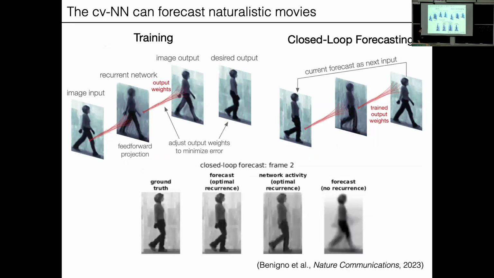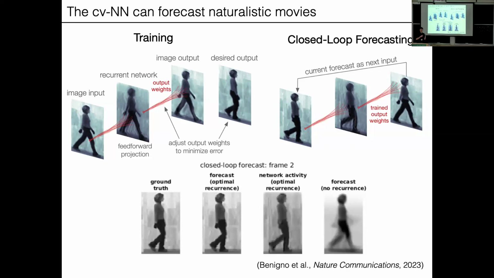I'll just describe this very quickly and in closing, and I'm happy to go into more discussion later. But in brief, what we do is now we have an image input. The image hits the recurrent layer. That creates a complicated pattern of activity. And then we're going to train the network just by learning the linear readouts here to predict the following movie frame.